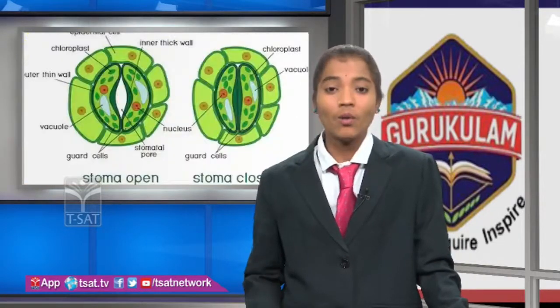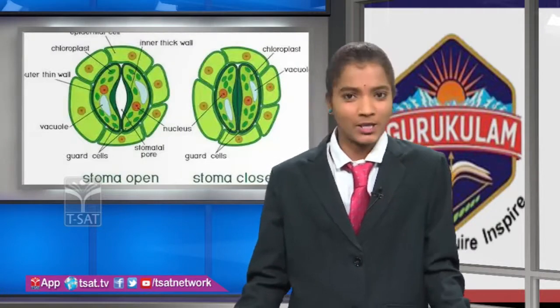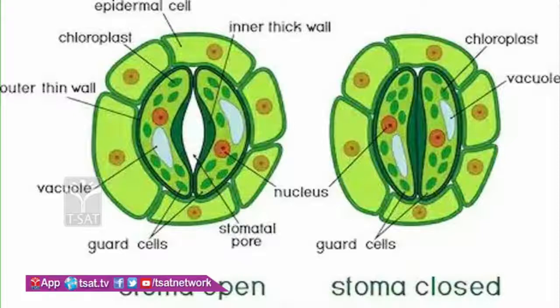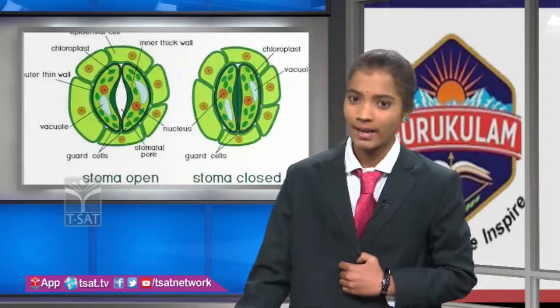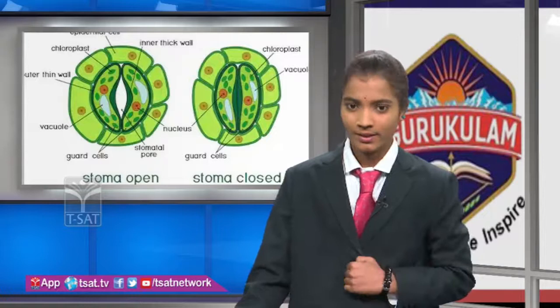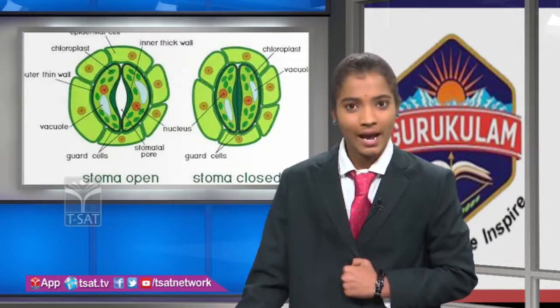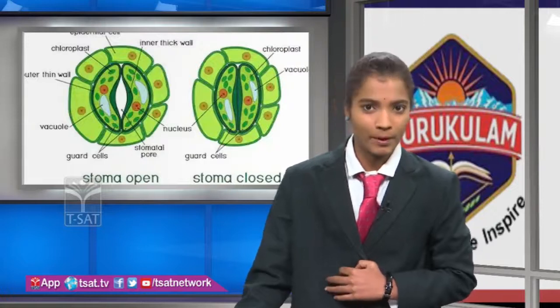Next, the water enters the mesophyll cells, and the water leaves through the stomata. Stomata are the openings on the leaf surface, which open and close. Transpiration takes place during the daytime because the stomata are open.